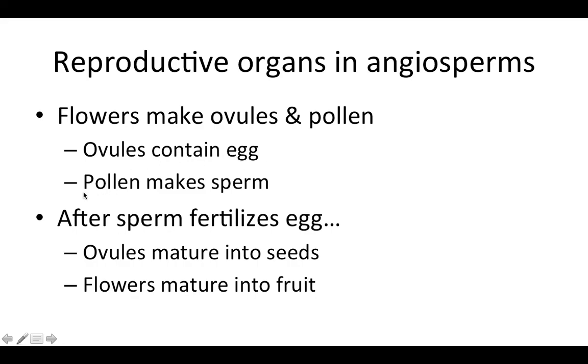We will also talk about pollen later in the semester. For now, all we'll say is that pollen is a small structure for dispersal and that it will eventually make the sperm. Just like in animals, the sperm will fertilize the egg. After that happens, then the ovule can mature into a seed, and the flower that contains that ovule can mature into a fruit.